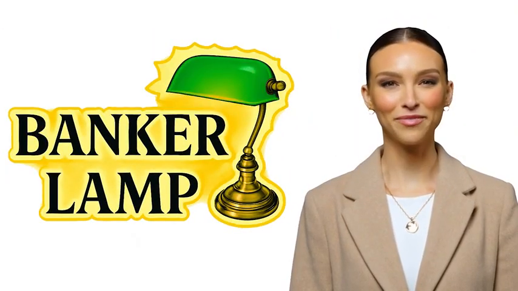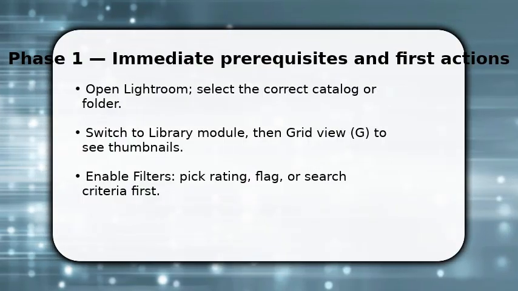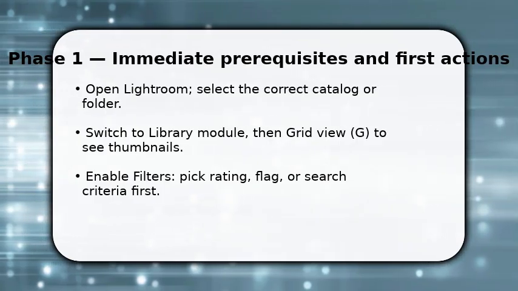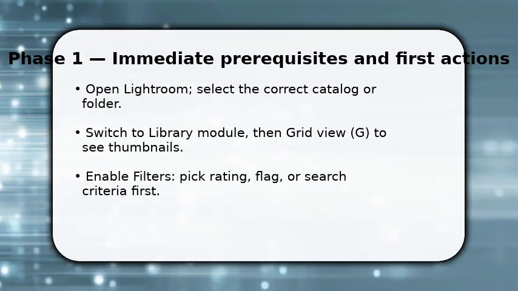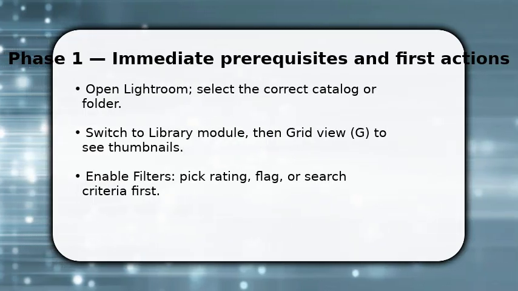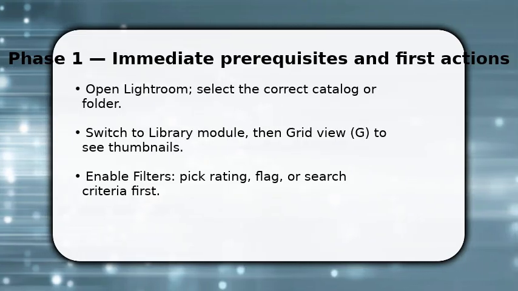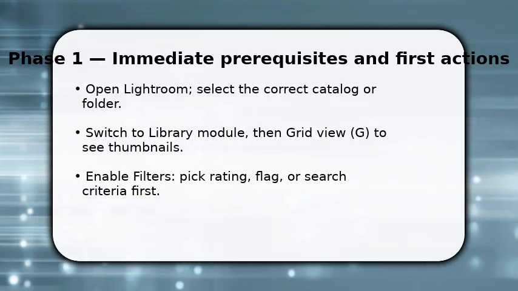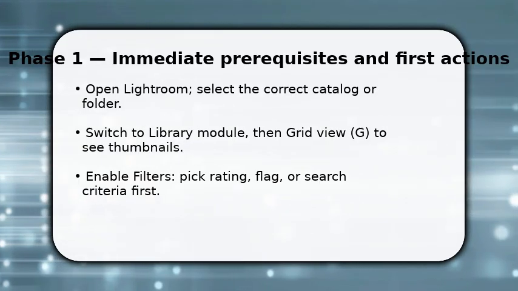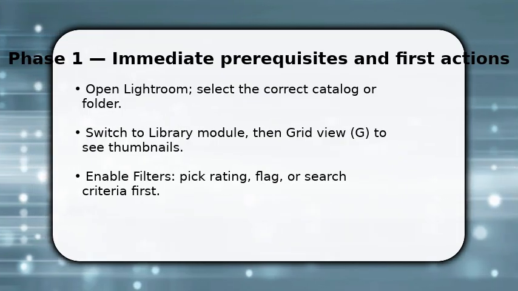Please enjoy the video. You start by opening the Lightroom catalog that contains the images you want to remove. Once done, go directly to the Library module and switch to Grid View so you can scan many thumbnails quickly. Make sure to set a filter or use flags and ratings to narrow results. This prevents accidental deletions. You're preparing the set, not deleting yet.